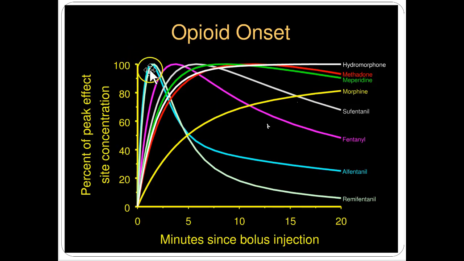Opioid onset. So here's bolus IV injections. Let's see. So here's morphine. Morphine's kind of the slow one, kind of has a slow onset. Hydromorphone, pretty fast. Fentanyl, faster. We haven't talked about meperidine or methadone yet, but those have less of a role in acute pain. Those are there too. Alfentanil and remifentanil are popular for procedural sedation.